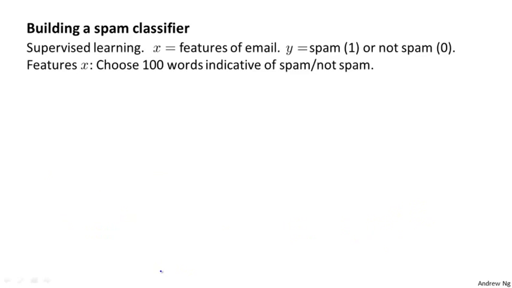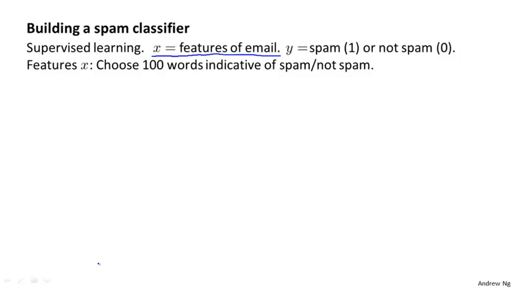In order to apply supervised learning, the first decision we must make is how do we want to represent x, that is the features of the email. Given the features x and the labels y in our training set, we can then train a classifier, for example, using logistic regression. Here's one way to choose a set of features for our emails.